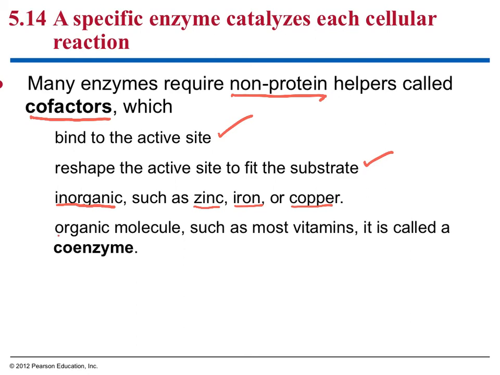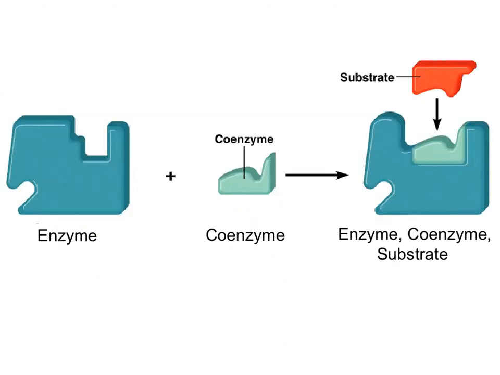If it's an organic molecule that's acting as a cofactor, we call it a coenzyme. So vitamins are often referred to as coenzymes. So a lot of cofactors are inorganic, but if it's organic, we call it a coenzyme. So these are helpers that are going to help a reaction occur. Additional molecules help a reaction occur.